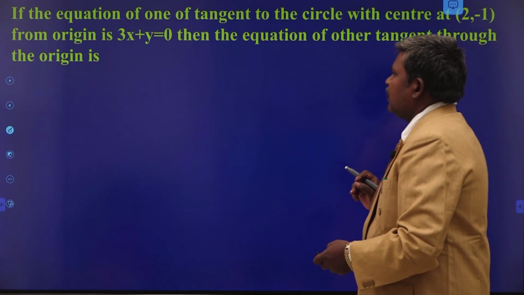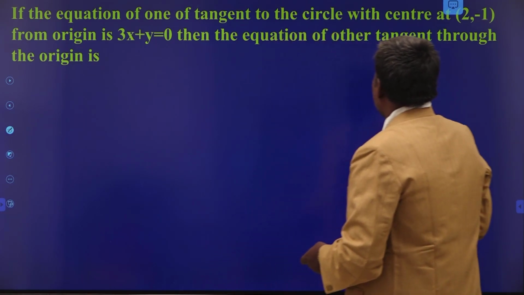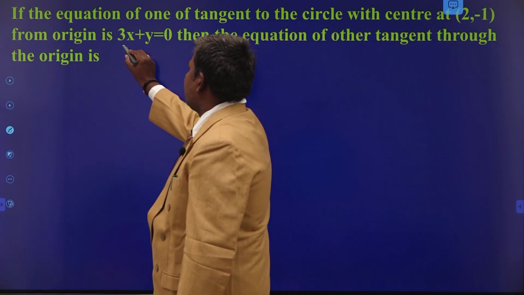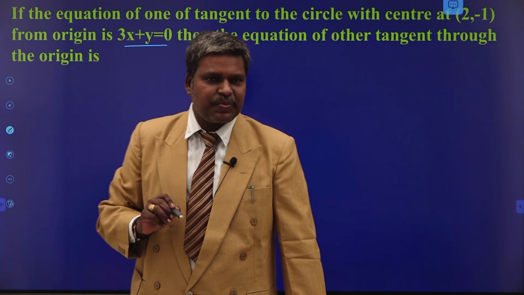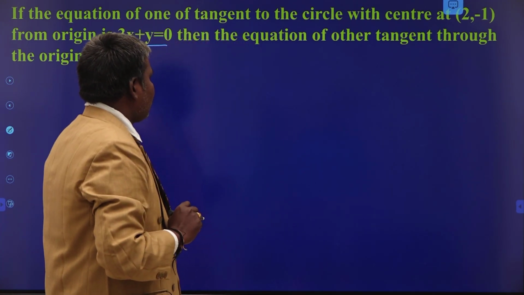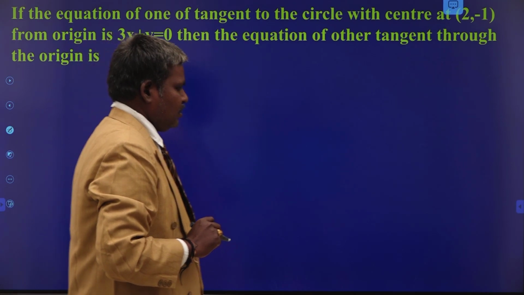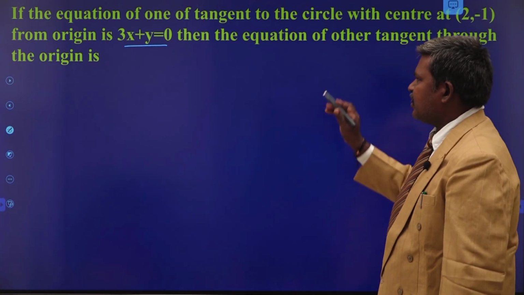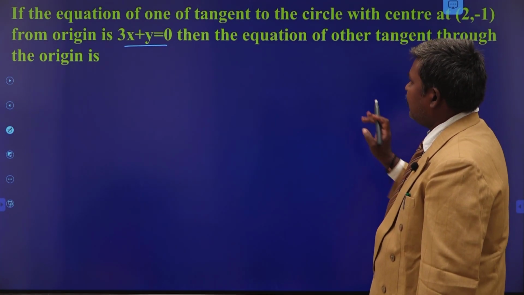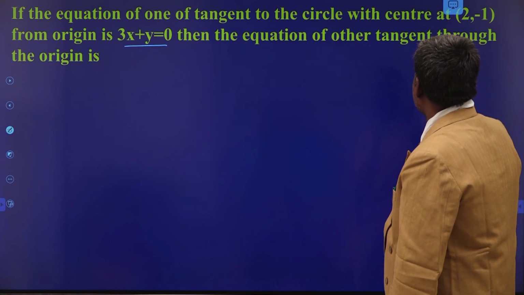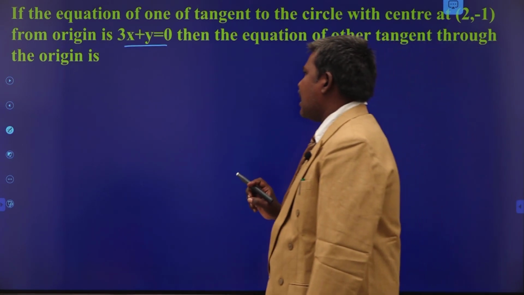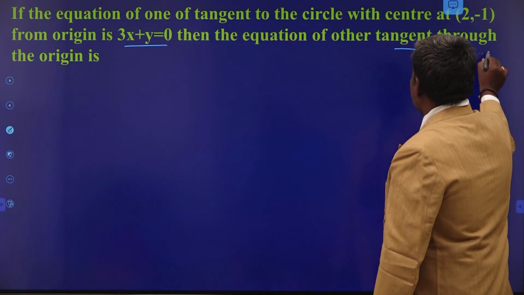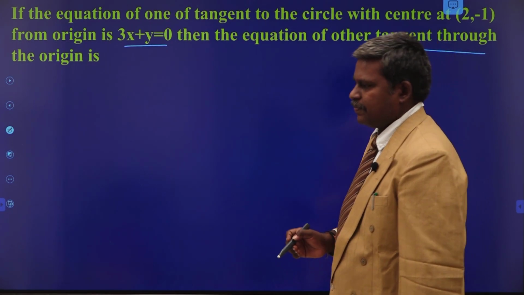See this one. If the equation of one of the tangents to the circle with center at 2 comma minus 1 from the origin is 3x plus y equal to 0, then the equation of the other tangent through the origin is what? This is the question. So what is the question here? The equation of one of the tangents to the circle with center at 2 comma minus 1 from origin is 3x plus y is equal to 0. We have to find the equation of another tangent through the same point, that is the origin.